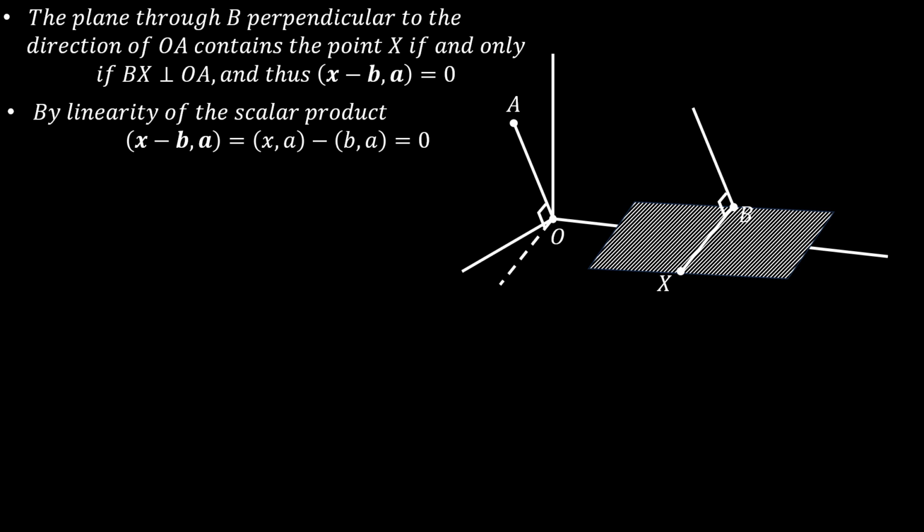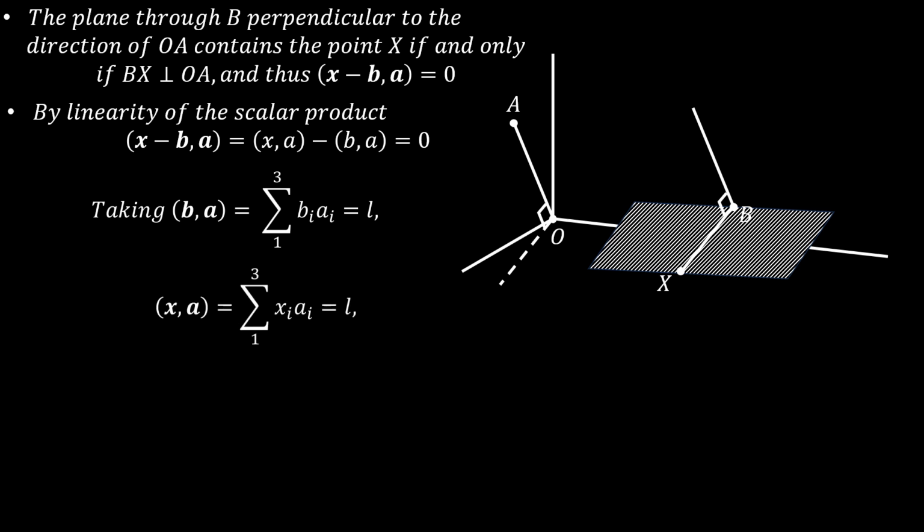Since b and a are given, we can reorganize this in such a way that b·a is the same as a constant L. So the scalar product of x and a, since x is not known, is this linear functional: the sum of a_i times x_i, where i takes 1, 2, or 3, being equal to a constant. And this is the equation of a plane.